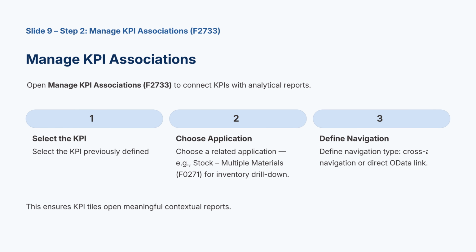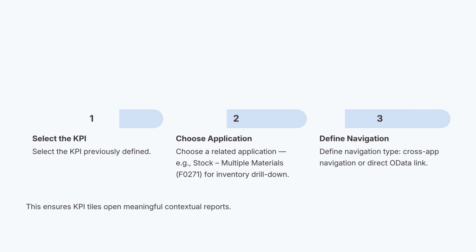Step 2. Manage KPI associations, F273. In this app, you link the KPI with its contextual report. For our example, connect the blocked stock ratio to the stock multiple materials, F0271 app. This means users can click the KPI tile and jump directly into the detailed stock view. Associations make analytics actionable, turning data into guided navigation.